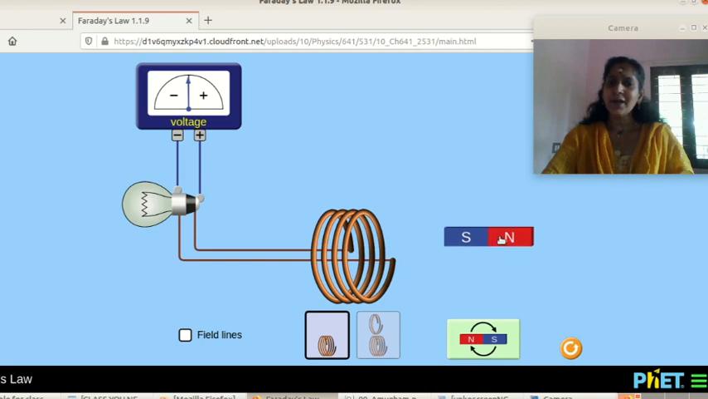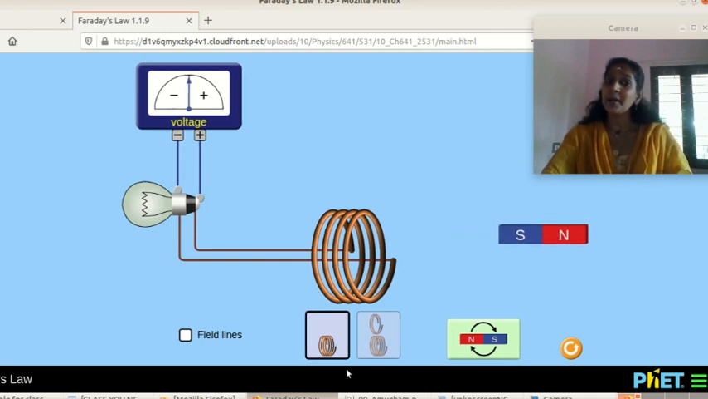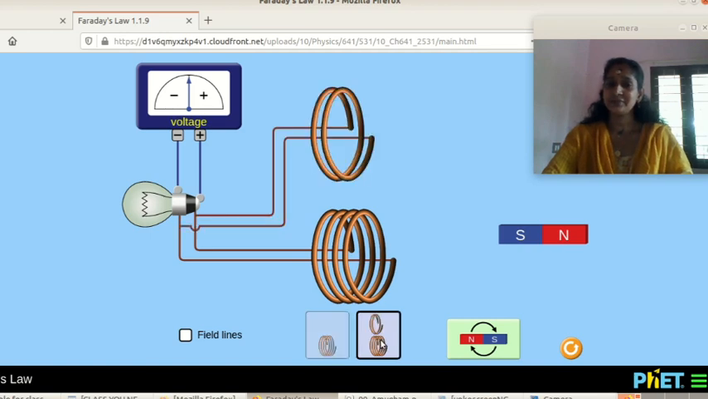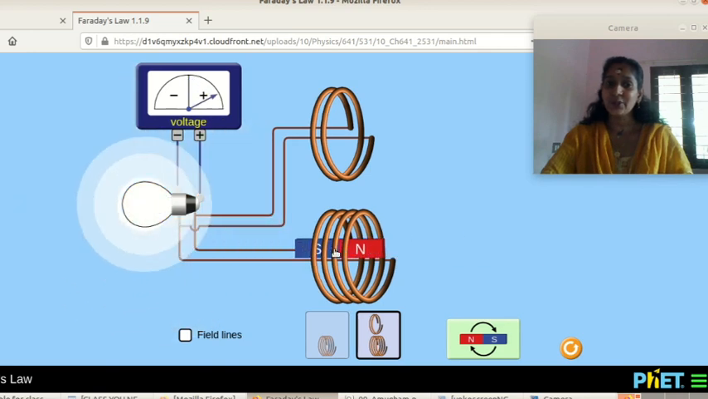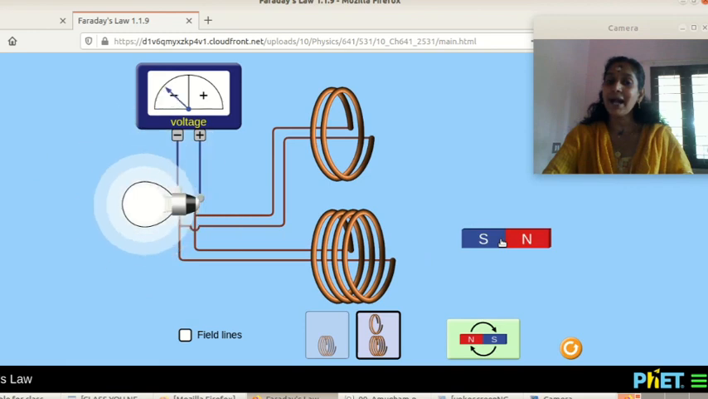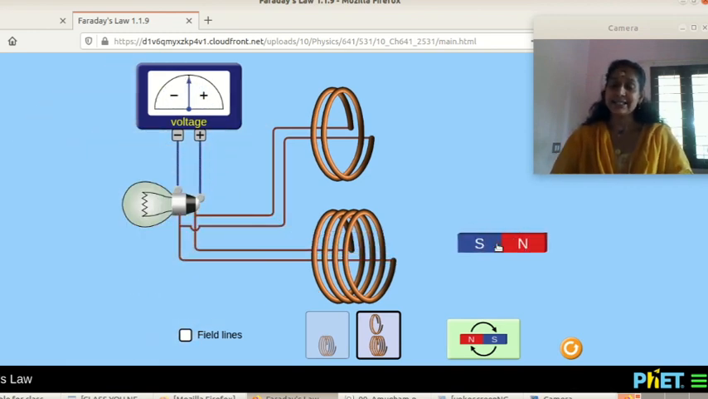Children, can you say what happens if we increase the number of turns of this solenoid? We can look. We increase the number of turns now. We are going to insert this magnet into the solenoid. Then what happened to the glowing of the bulb? Yes, glow of the bulb increased. This shows production of current increased. Strength of the current increased.